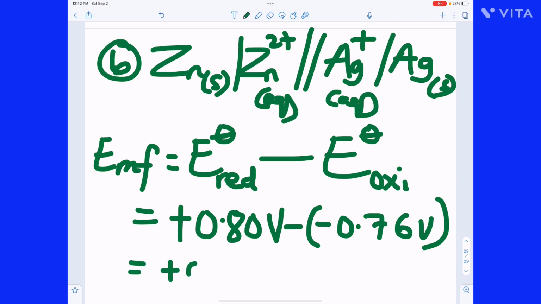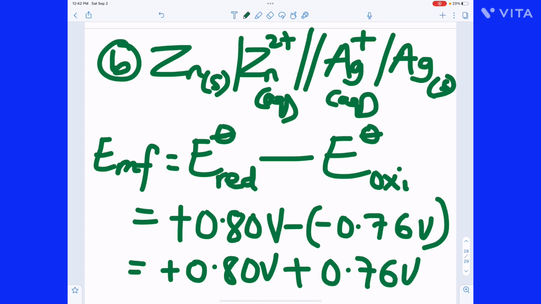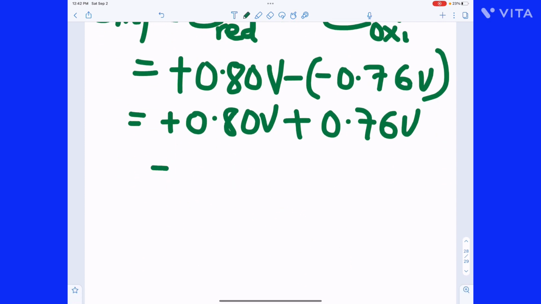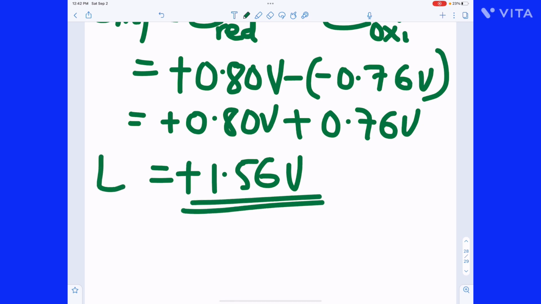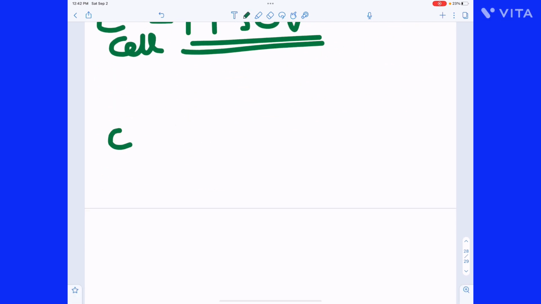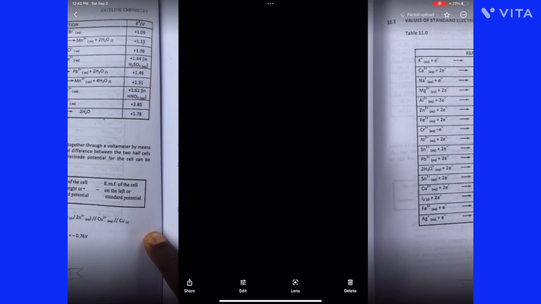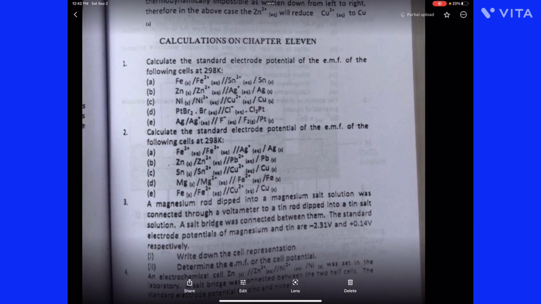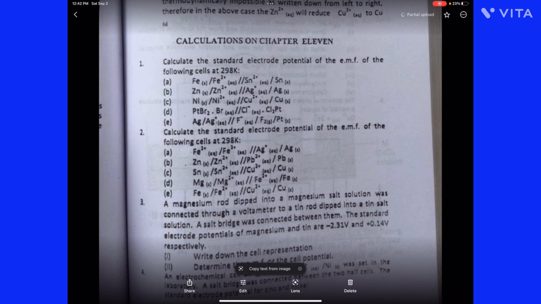What do I get? Plus 0.80 volts plus 0.76 volts. The EMF of the cell formed by the two half cells will be 1.56 volts, and you must put the sign. The sign is important. E cell, or EMF of the cell, is 1.56 volts. Let's go to question C. In question C, my two half cells are nickel, Ni2 plus, and copper, Cu2 plus.